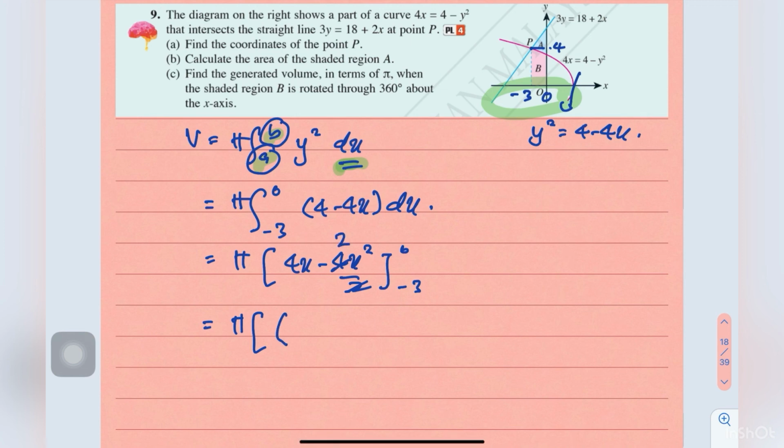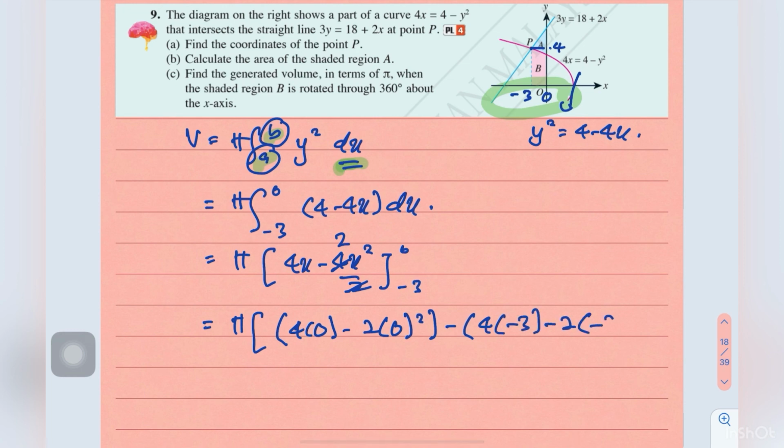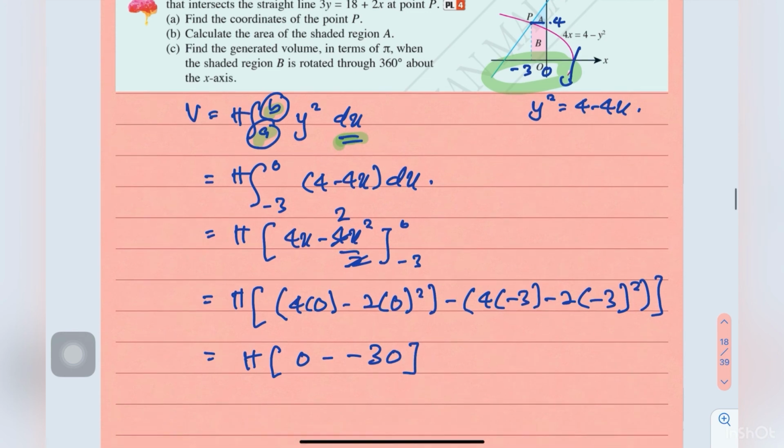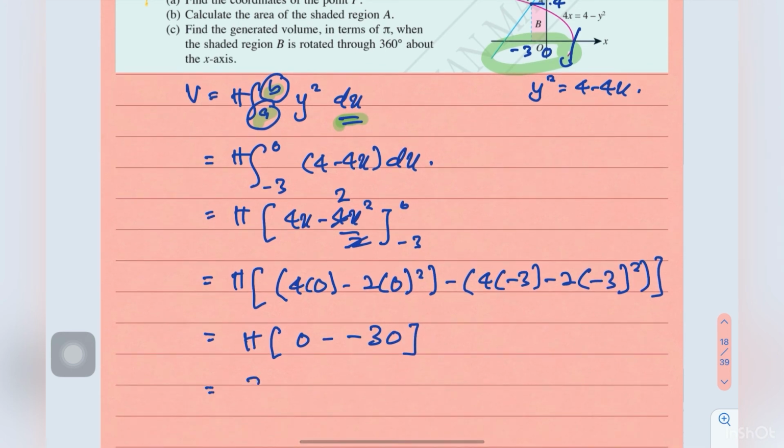We can simplify. Substitute 0: 4 times 0 minus 2 times 0 squared, minus, substitute negative 3: minus 2 times negative 3 squared. We solve this and it becomes pi times (0 minus negative 30). So the final answer is 30 pi unit cubed.